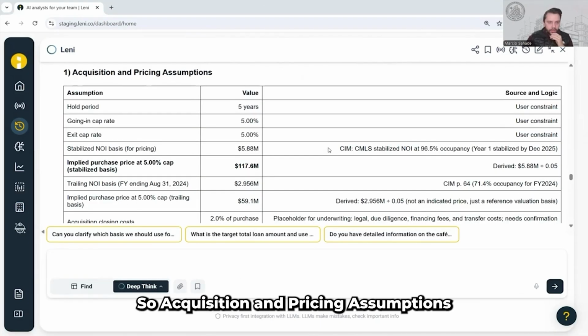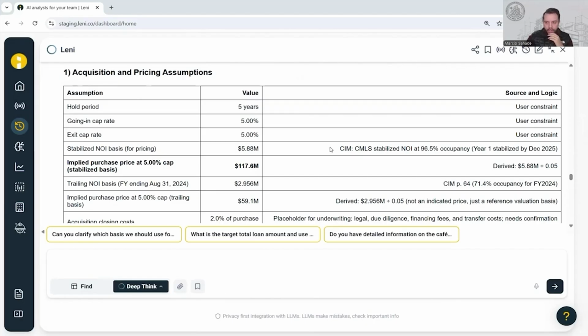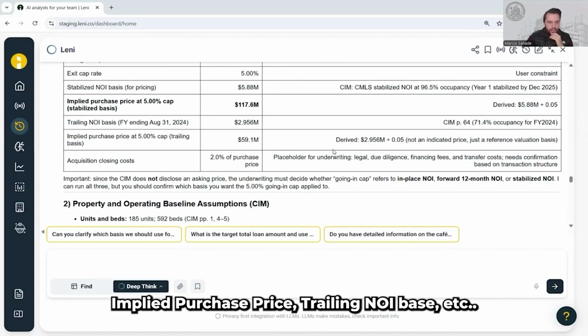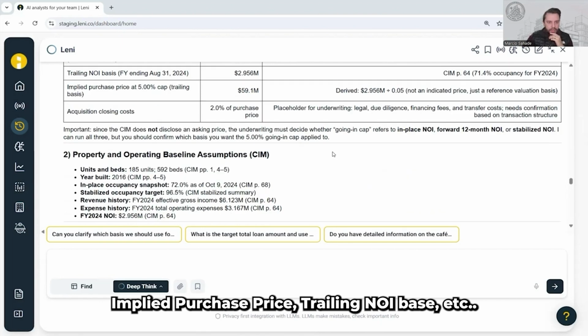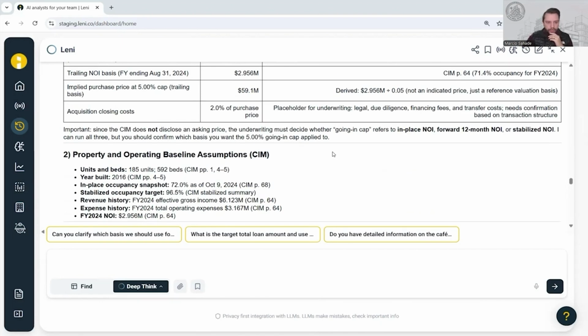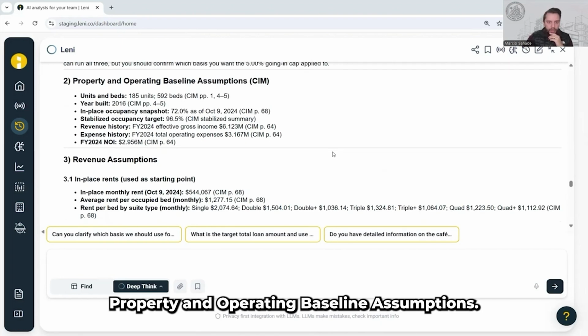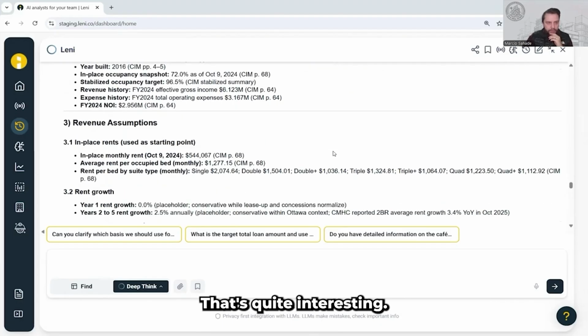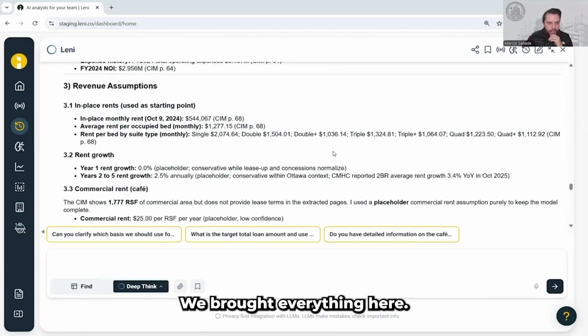But let's go here. So, acquisition and pricing assumptions. Okay. What is the source and what is the logic? Stabilized NOI from the SIM. Okay. Implied purchase price, trailing NOI base, etc. Okay. Property and operating baseline assumptions. That's quite interesting. It brought everything here.